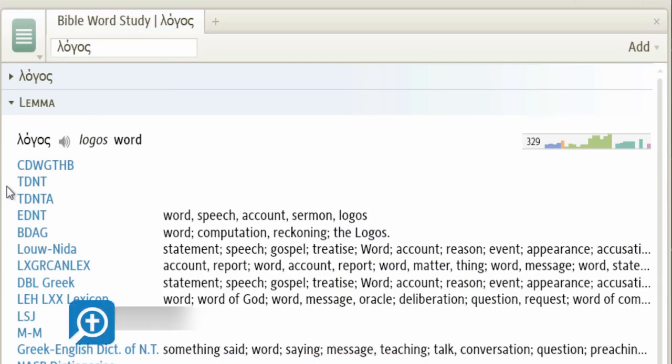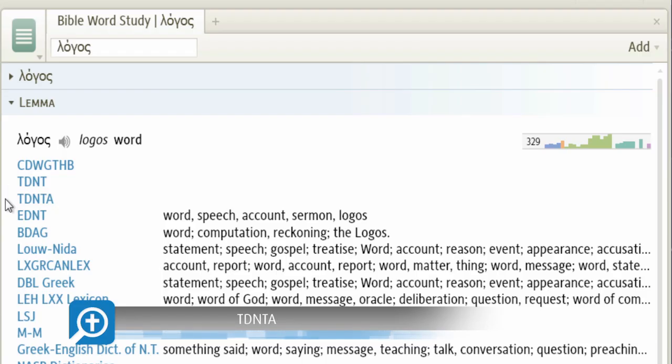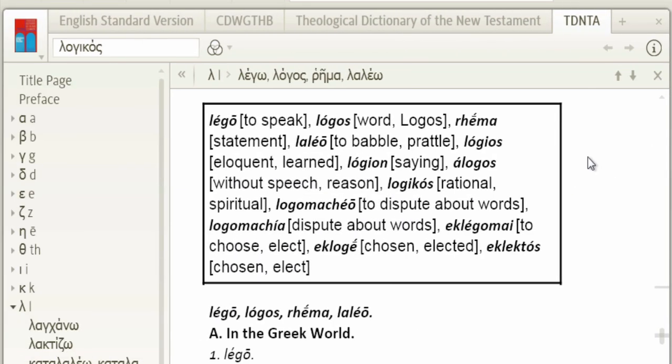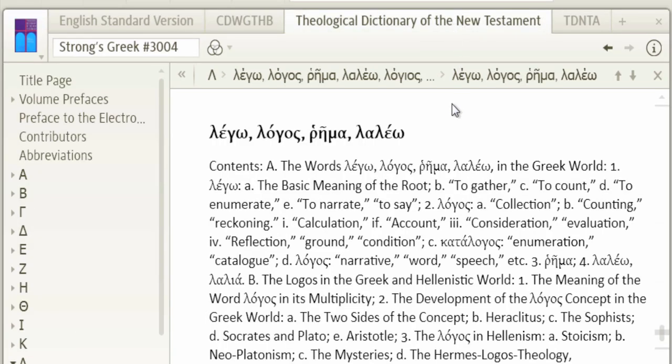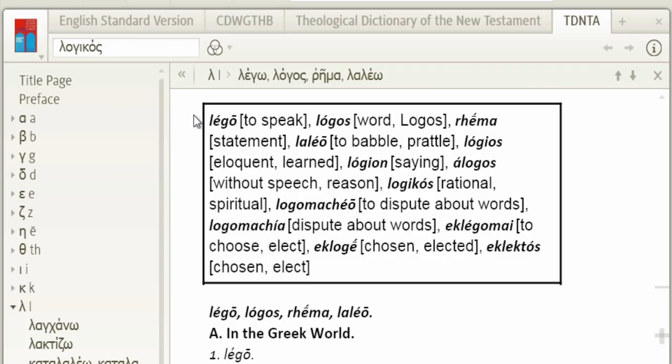Now there's another lexicon under TDNT, which goes by the abbreviation TDNTA, and the A stands for abridged. And you'll notice right away a huge difference between the unabridged version and the abridged version. Whereas the unabridged version included almost exclusively Greek, the abridged version includes transliteration, so that an English reader can find this lexicon or dictionary much more accessible. And included in this heading section is a glossary-type translation of each Greek word.